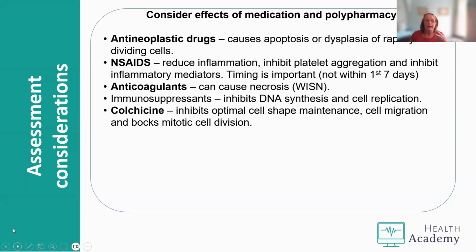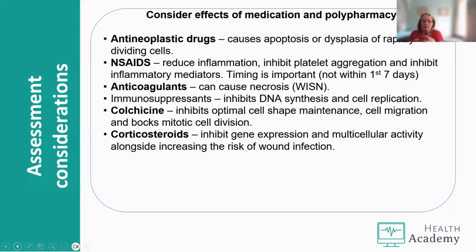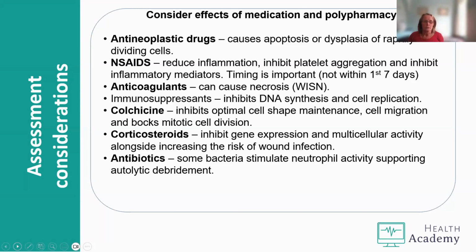With anticoagulants, luckily we're seeing fewer people on warfarin, but warfarin can cause skin necrosis, so do ask about that. Immunosuppressants can inhibit DNA synthesis and cell replication. Colchicine, which is for gout, can inhibit cell shape maintenance, so if they're on colchicine, they might struggle to heal wounds. It might be that they have to come off that for a while. Corticosteroids we talked about. Antibiotics can help, some of them, but some of them don't.